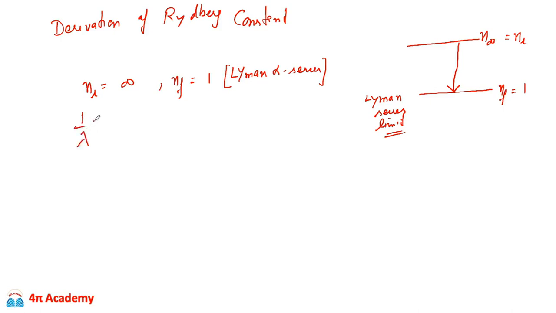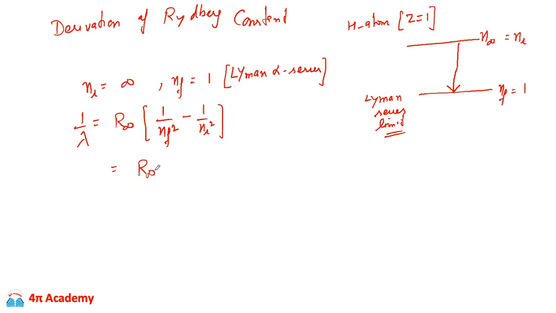So for the wavelength, 1 over lambda is R infinity times 1 over nf square minus 1 over ni square, and the value of Z for the hydrogen atom is equal to 1. So Z is equal to 1, and here Z square comes out to be 1. So this becomes R infinity times 1 over 1 square minus 1 over infinity square. 1 over infinity is 0. So 1 over lambda is equal to R infinity.